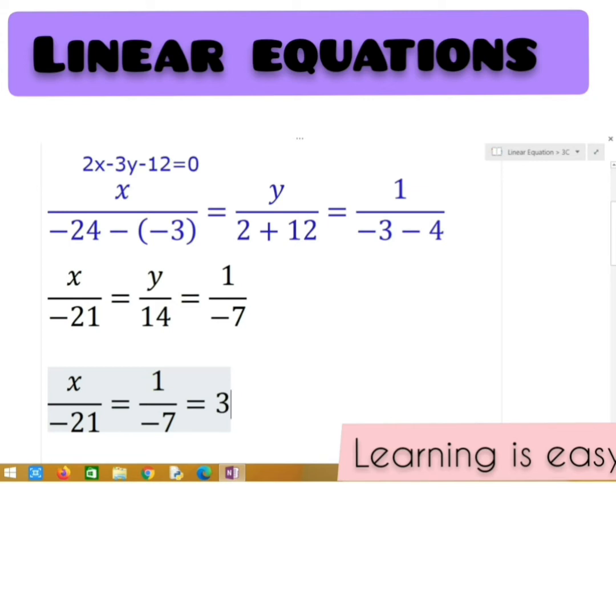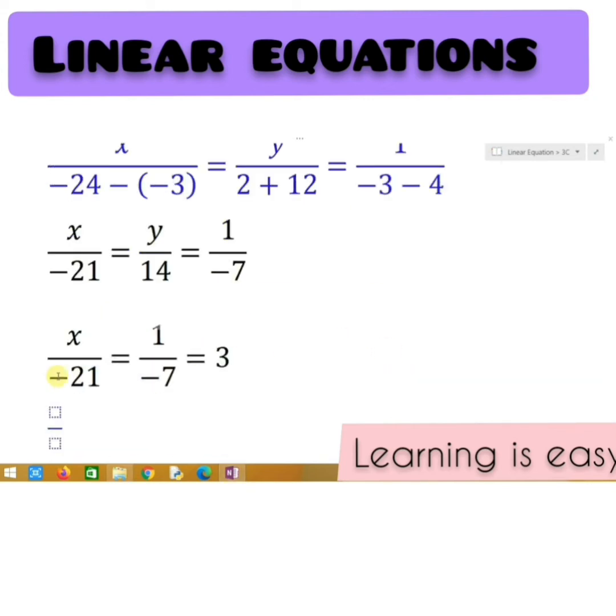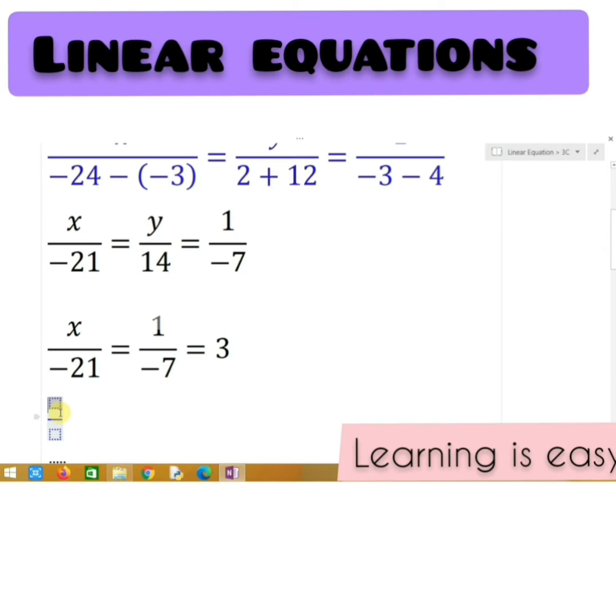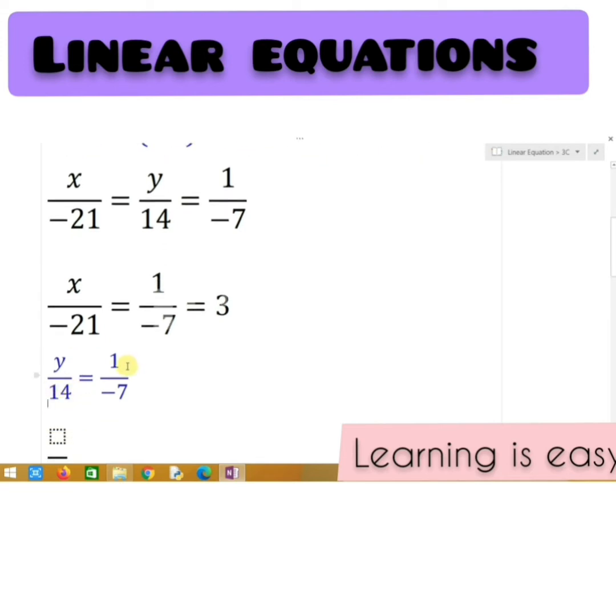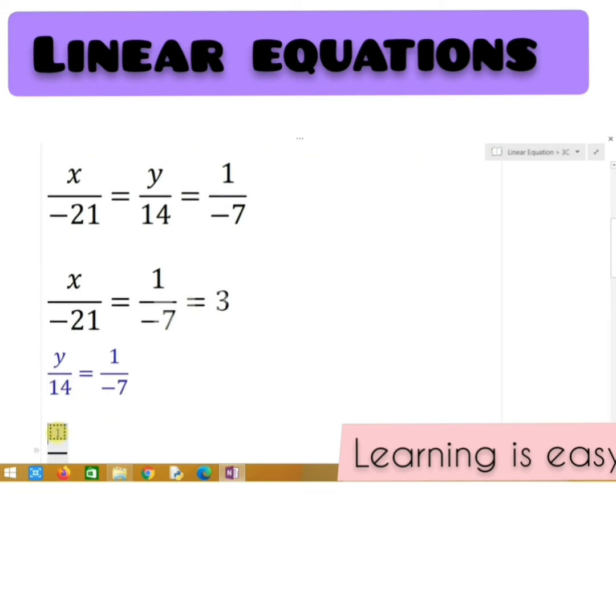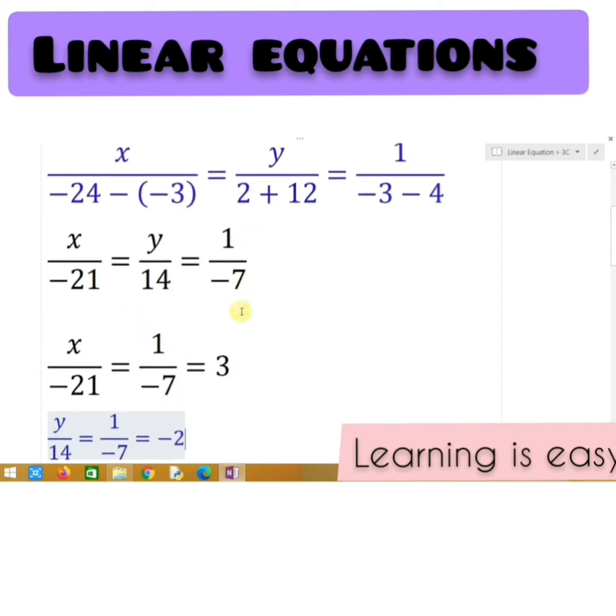In a very similar way, by equating y and the constant, we can get the value of y. So y by 14 equal to 1 by minus 7. So here again 14 goes to the numerator, so 7 2 times, so minus 2 is the value of y. Value of x is 3 and value of y is minus 2. So this is the way of solving equations using the cross multiplication method.